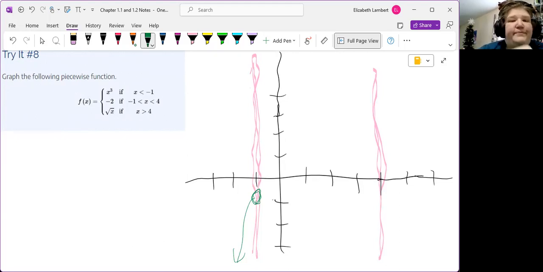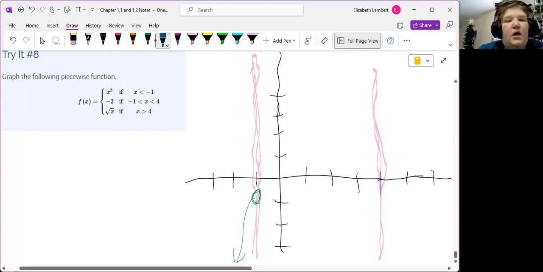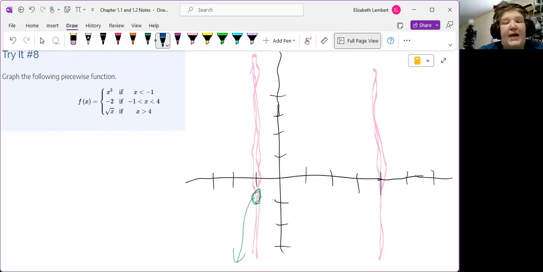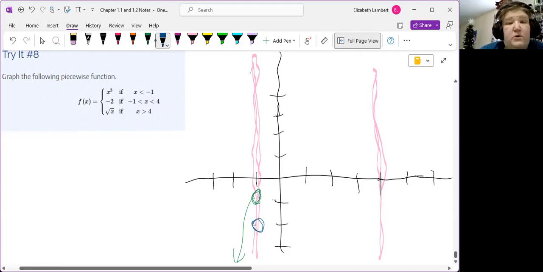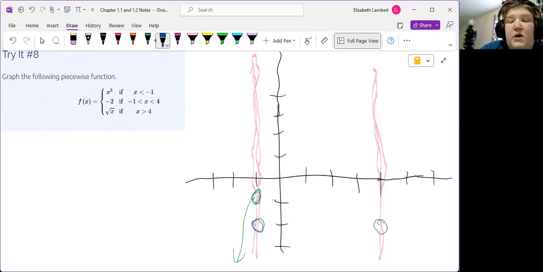Now my next one, the function is going to be -2 itself if x is close to -1. All right, so over here, another open circle, because there's no equal bars. And then we just draw a reasonably straight horizontal line between the two. So there's our middle stretch, just that flat line.